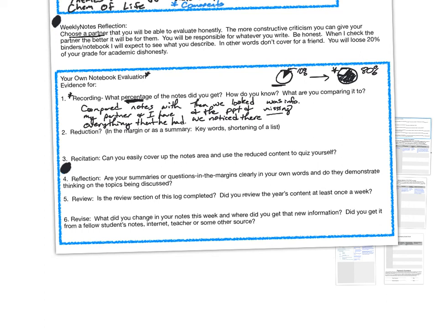Now, is it necessarily true that you're missing that information? No, I'm just giving you this as an example, right? So in this example, I compared it with my partner, and I had everything he had. We lined up perfectly, but then when we looked at the PowerPoint, there was information missing, and then we remembered that it was talked about, but we didn't get a chance to write it down. And it's about 20%. So there's about 20% missing.